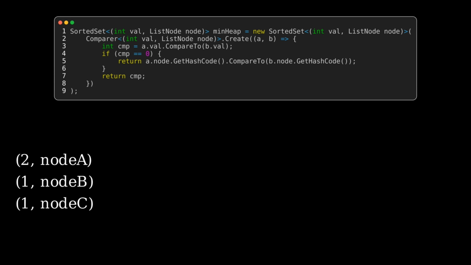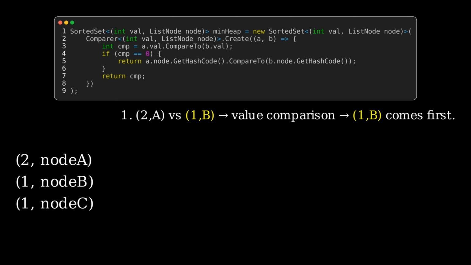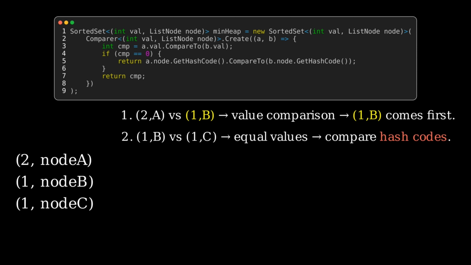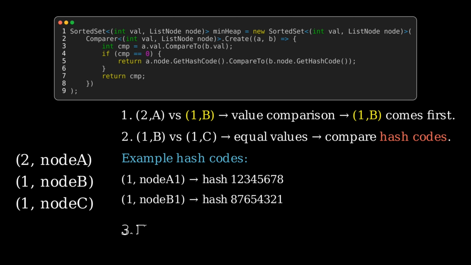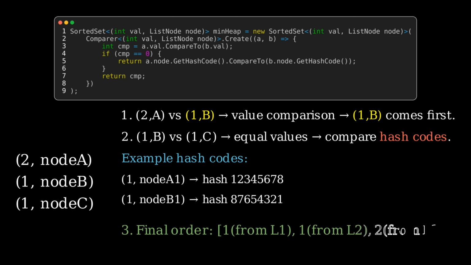We define it with Comparer.Create. First, compare their values. The smaller value comes first. If two values are the same, we compare their hash codes. Since SortedSet doesn't allow exact duplicates, the hash code acts as a unique ID, ensuring nodes with the same value are treated as distinct. The foreach loop sets up our heap.